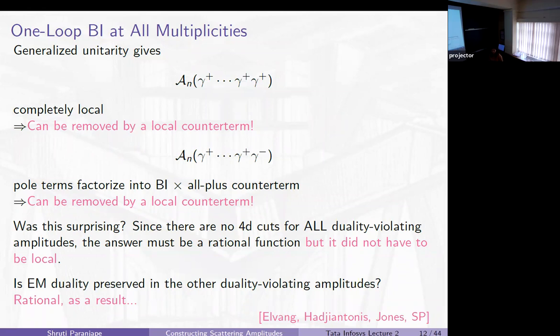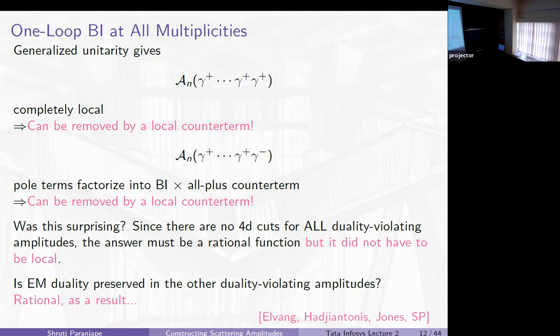What was on the last slide and what was on the slide before? The last slide was this amplitude, and the slide before was this amplitude. I'm just saying that here there was a pole, but that pole is explained by the fact that this has a non-zero local counter term. So it's just the regular loop with a tree attached to it.